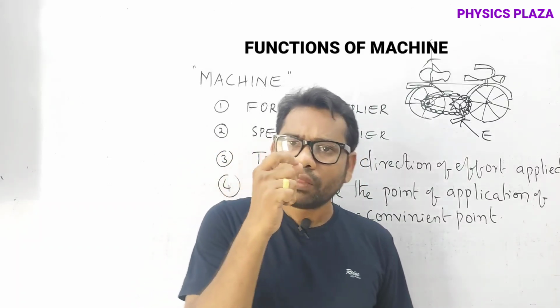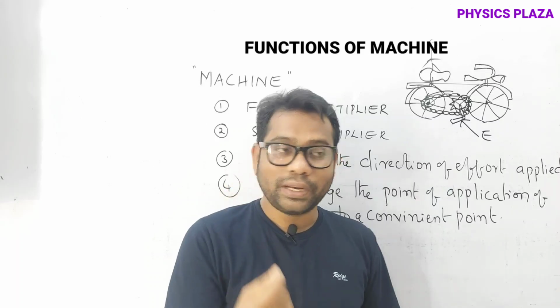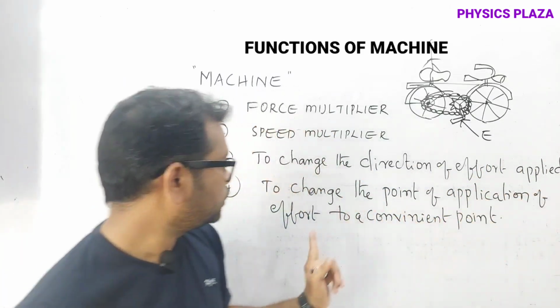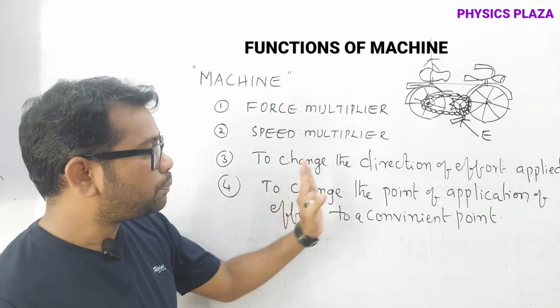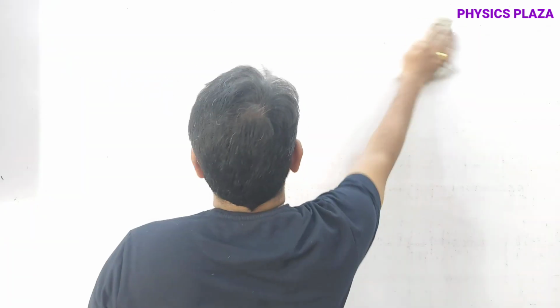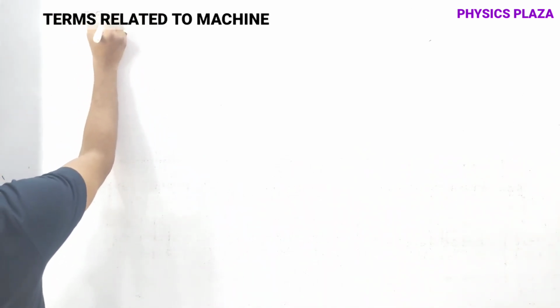So here we have four important functions. First, a machine acts like a force multiplier. Second, a machine acts like a speed multiplier. Third, a machine is used to change the direction of the effort applied. And the fourth one is that it is used to change the point of application of effort to a convenient point. Just copy it.